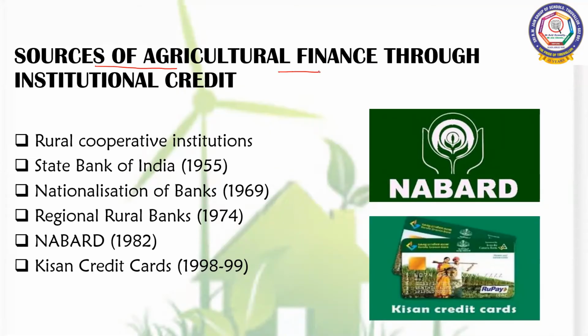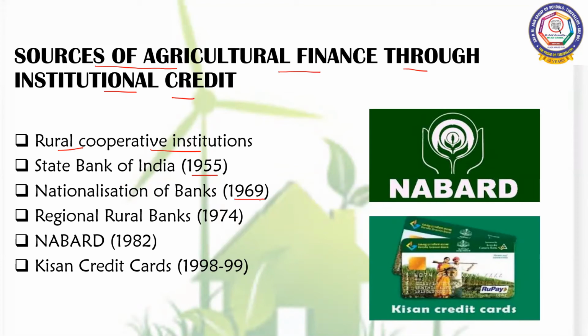Sources of agricultural finance through institutional credit. The rural cooperative institutions are an important source of credit to farmers. They provide short term and medium term loans to farmers. The cooperative structure was a failure in India due to the mounting overdues. Then, in 1955, the State Bank of India was set up. Apart from its normal banking activities like accepting deposits and lending loans, it was entrusted with rural credit.